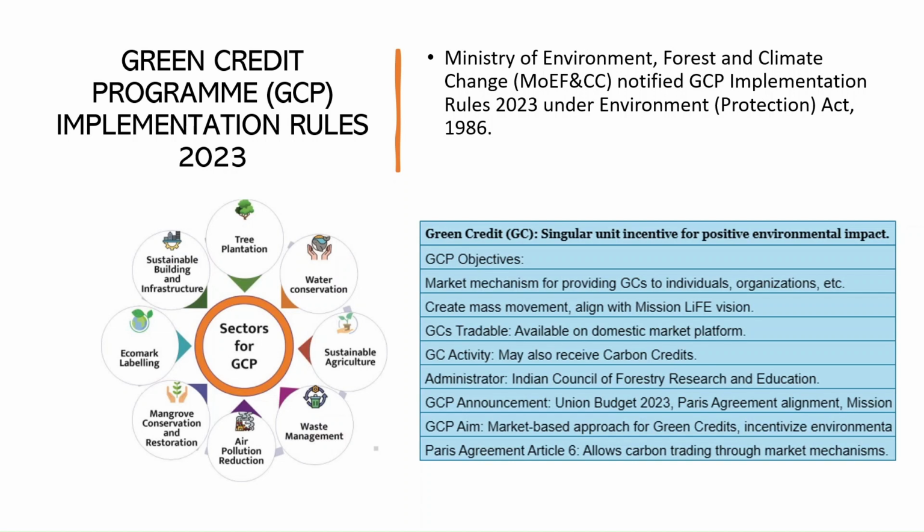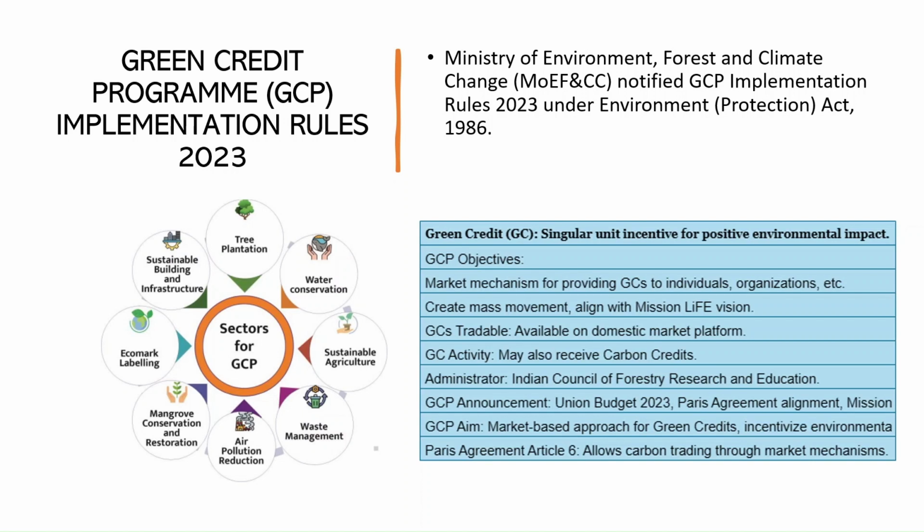Moving on, the next topic is the Green Credit Program, or GCP, Implementation Rules of 2023, which was introduced by the Ministry of Environment, Forest and Climate Change under the Environment Protection Act of 1986. The concept behind the Green Credit, or GC, is truly innovative. A GC is a singular unit of incentive provided for specific activities that generate a positive impact on the environment. The primary objectives of the GCP are twofold. First is to create a market-based mechanism for awarding green credits to various stakeholders, and second is to ignite a mass movement focused on environment-positive actions in alignment with the vision of Mission LiFE, or Lifestyle for Environment.